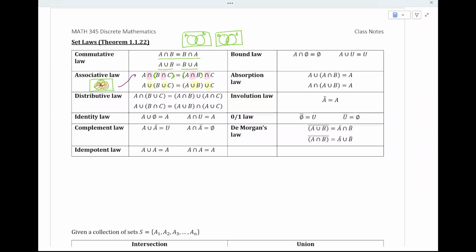So we can think of it like distributing. Like if I had 3 times x plus 5, I would distribute this 3, and I would have 3 times x plus 3 times 5. So that's what I'm going to do here. I'm going to take A intersect the quantity B union C, and I'm going to have A intersect B union A intersect C. So I'm distributing this A and the intersect to both of the things inside the parentheses, and then I'm keeping this symbol that was in the parentheses, much like I did up here.